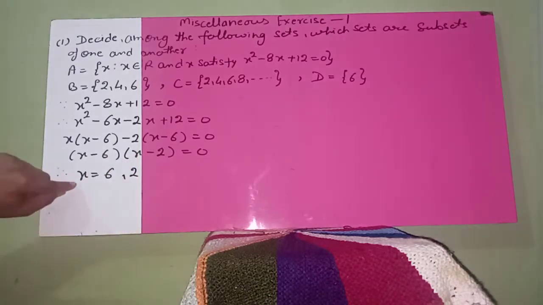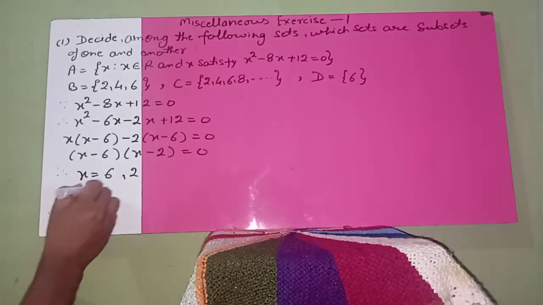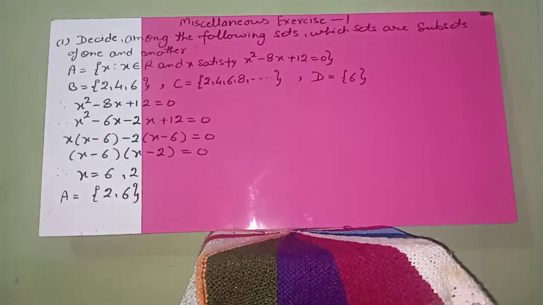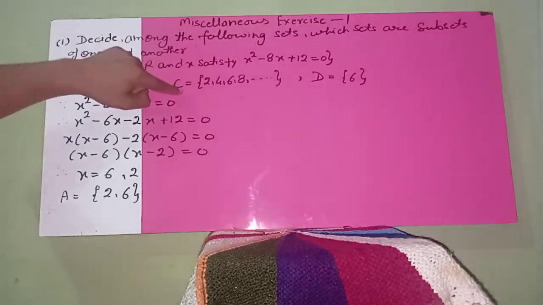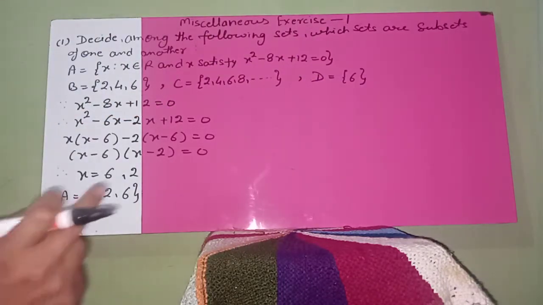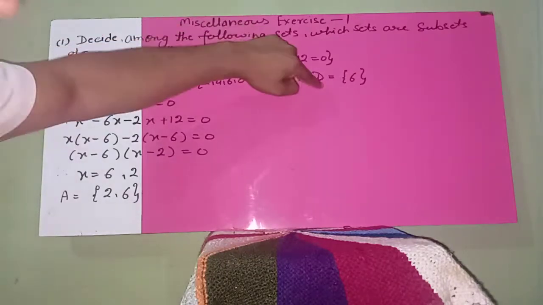So it means we have two values of x which satisfy the given equation. So the set A in roster form is 2 comma 6. So set A is in roster form, set B is in roster form, set C and set D as well. So tell me which set is the subset of another set. Okay, all sets are in roster form, set A, set B, set C and set D.